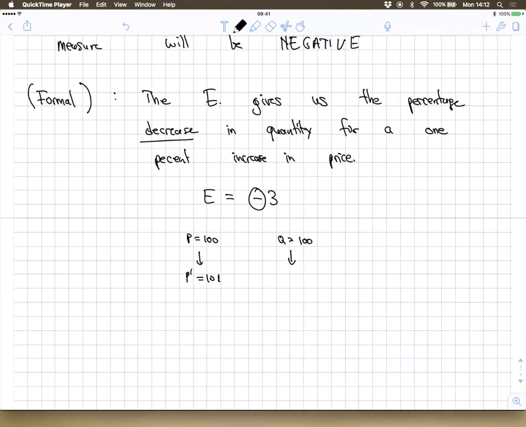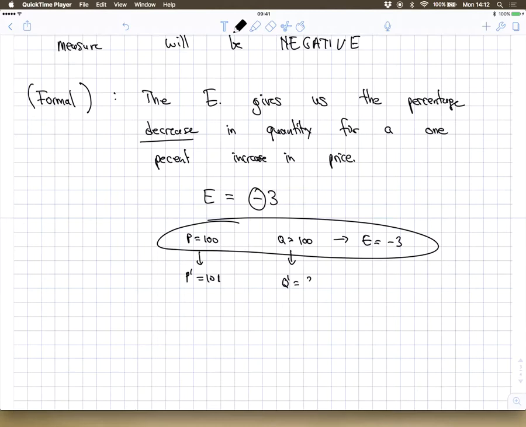If the elasticity at this point is -3, can anyone tell me what your guess about Q would be? So it would be 3% less. 3% less. So if it's 100 and you do 3% less, it should be 97. Yeah, easy. That's the meaning of elasticity when you look at it purely from this percentage increase and decrease perspective.